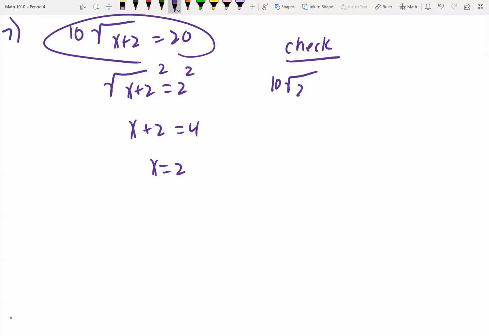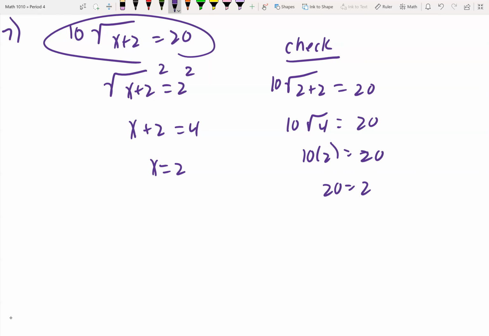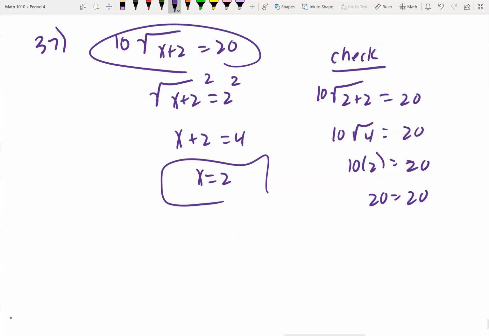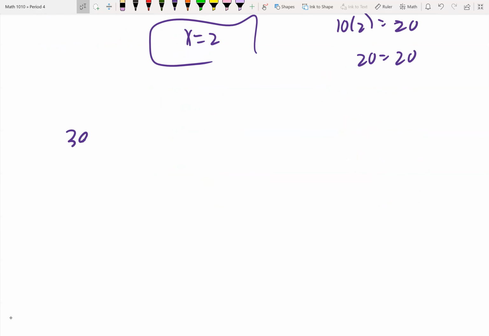So I go 10 times the square root of 2 plus 2 equals 20. That's 10 times the square root of 4. The square root of 4 is 2. I get 20. Make this nice and neat. Keep your equals 20 over there. Totally works out. Okay? 38, and this is it.